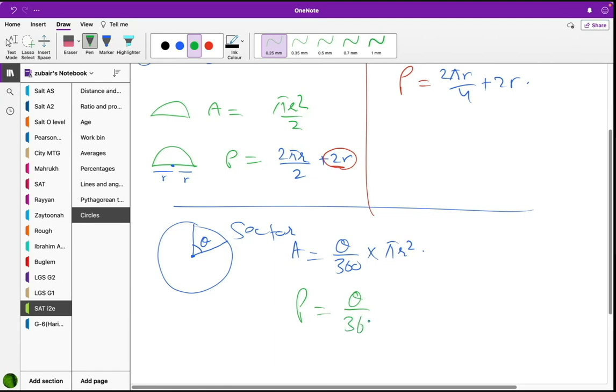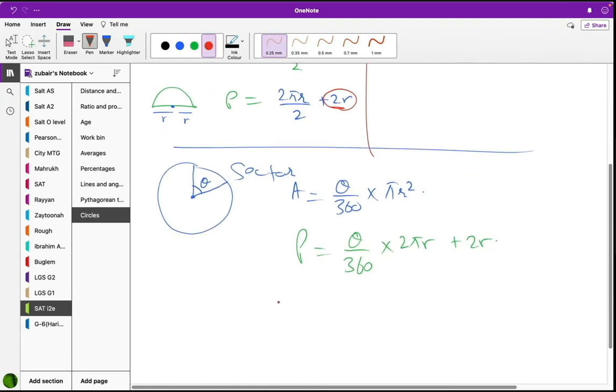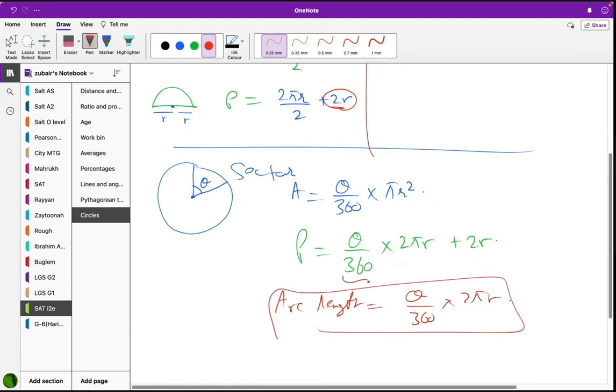angle by 360 times 2 pi r plus 2r. And when they ask you about the arc length, that is angle by 360 into 2 pi r only. So this is the arc length and the radiuses.